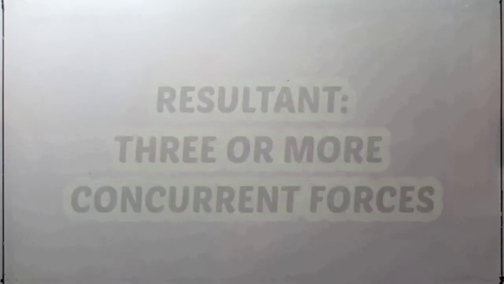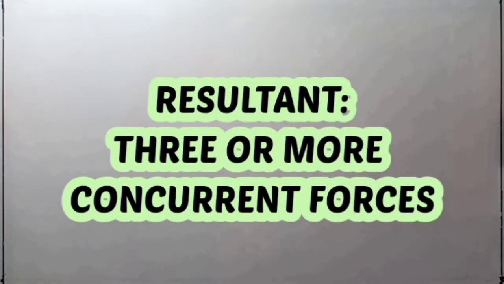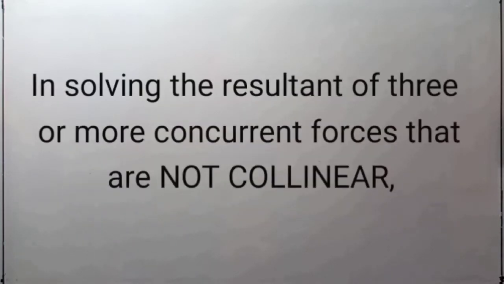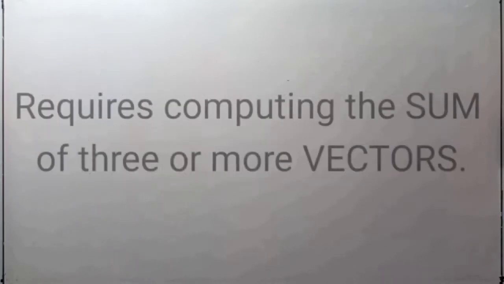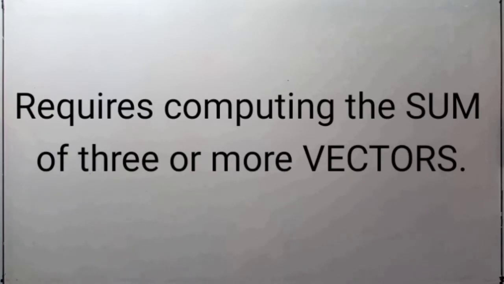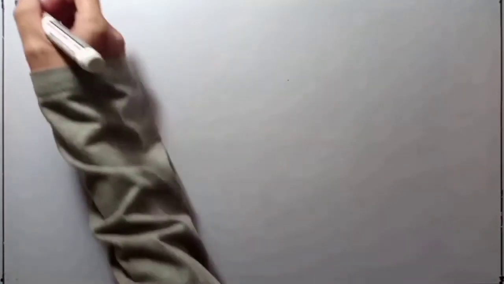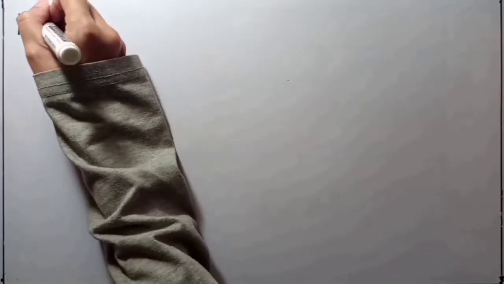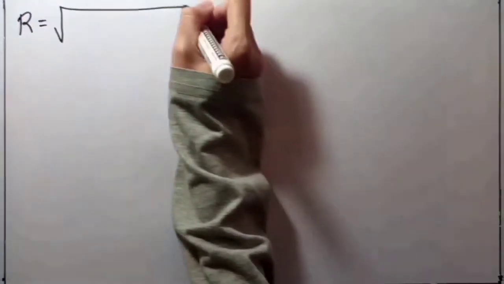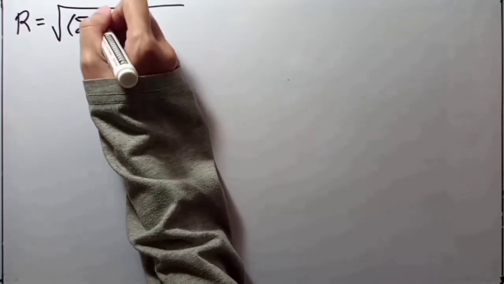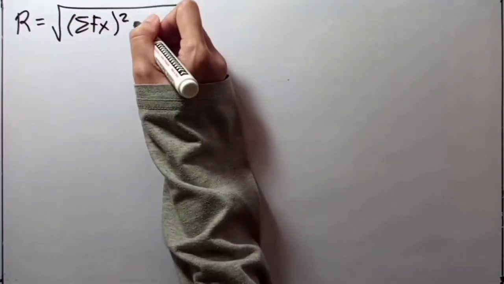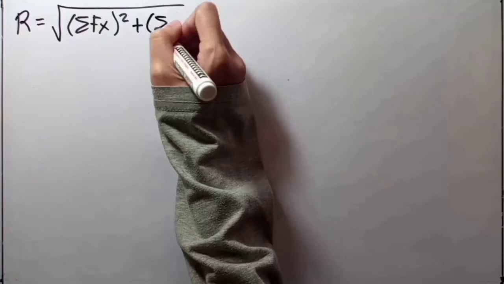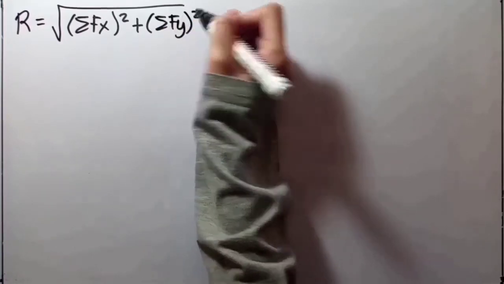So, that's it. Now, let's start discussing the resultant of 3 or more concurrent forces. In solving for the resultant of 3 or more concurrent forces that are not collinear, it requires computing the sum of 3 or more vectors. For the resultant, there is a different formula. So, R is equal to the square root of the summation of forces X raised to 2 plus the summation of the forces Y raised to 2.